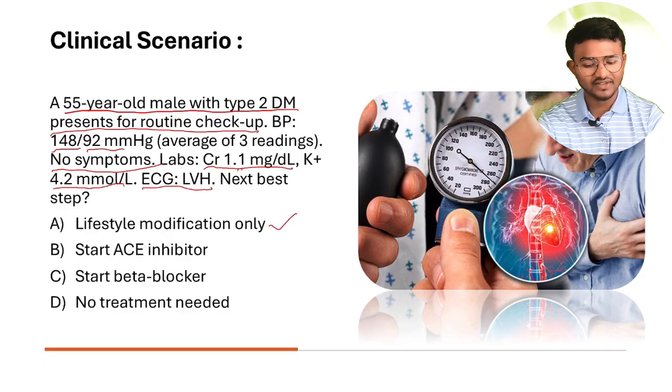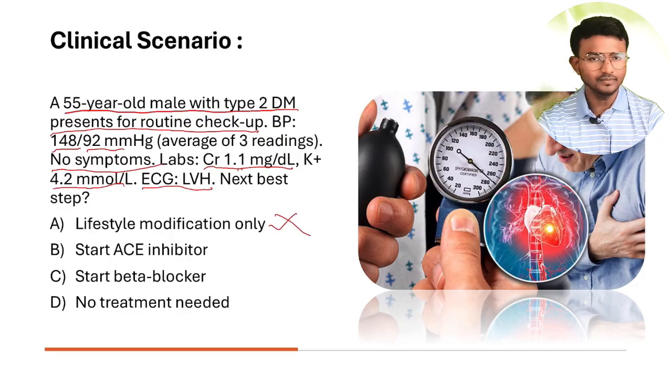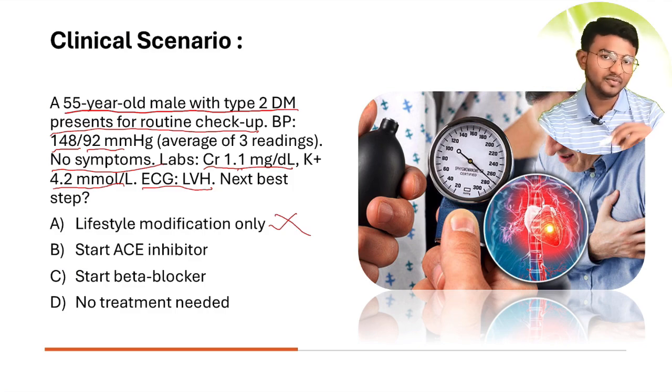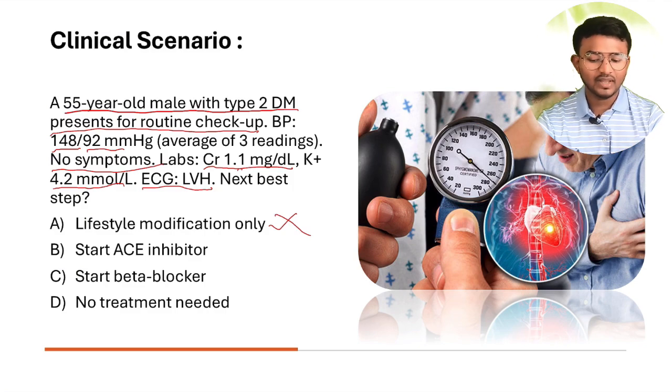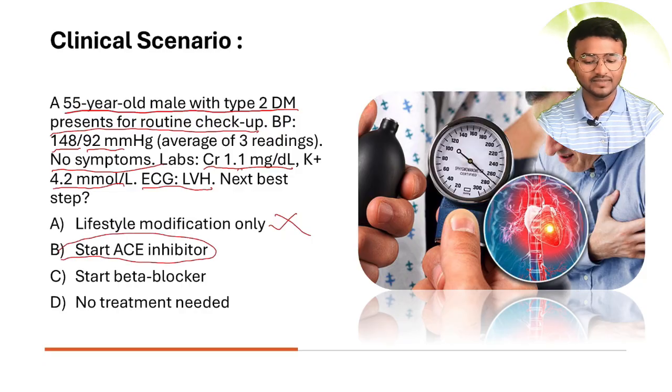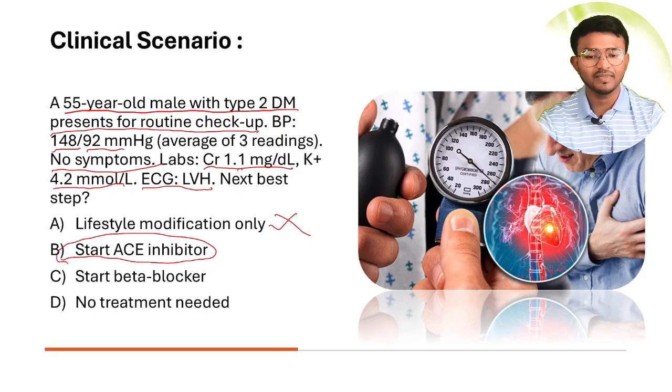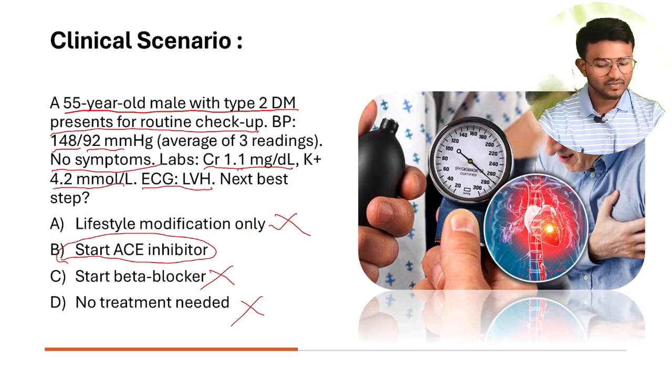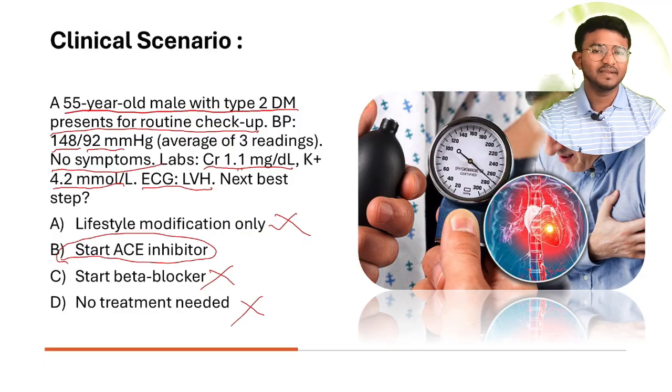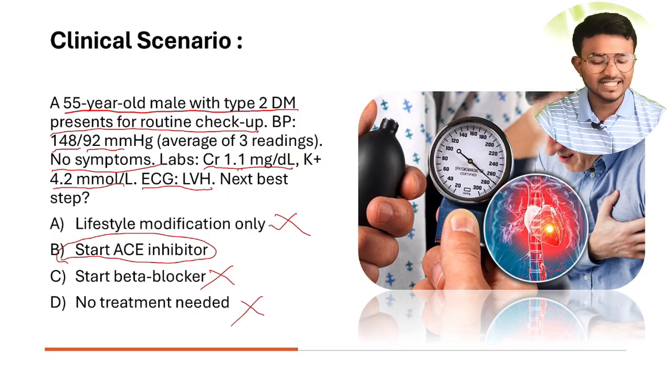First option is lifestyle modification only. No, because lifestyle modification we have to do before, but now we have to start ACE inhibitors, angiotensin converting enzyme inhibitors. Start beta blockers, no, and no treatment needed, no. So the right answer is that we have to start ACE inhibitors. Why? We will discuss in management step by step, but first start ACE inhibitors.